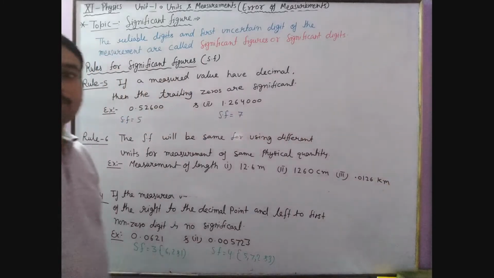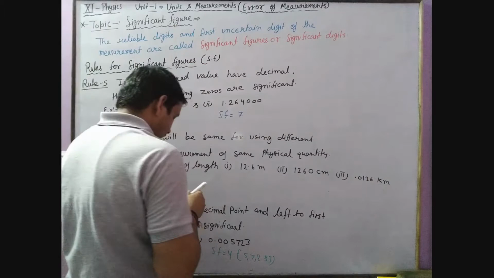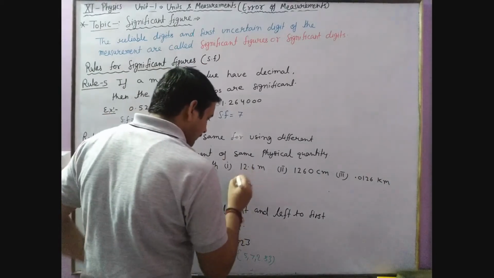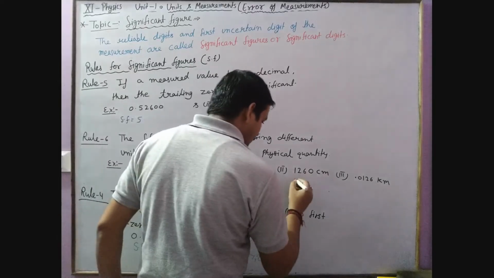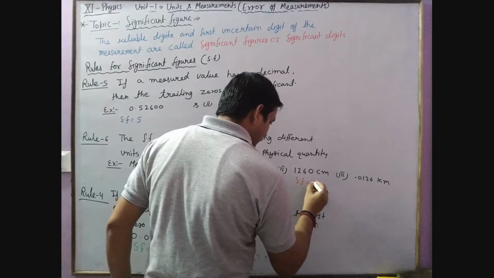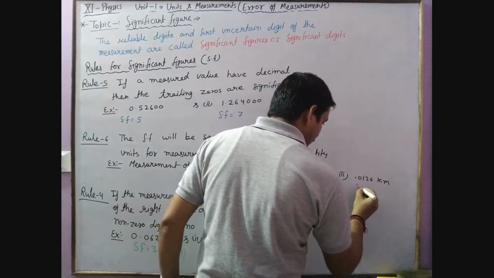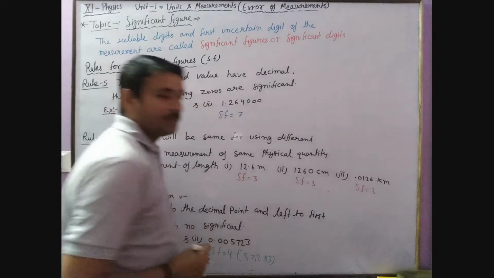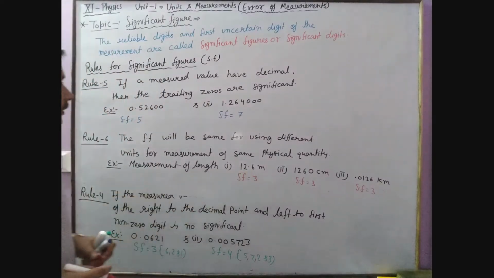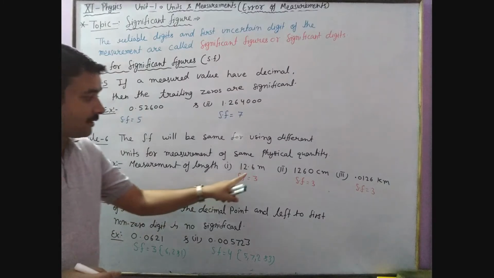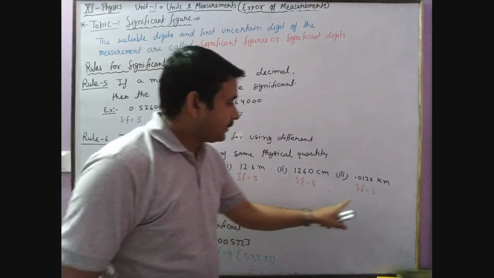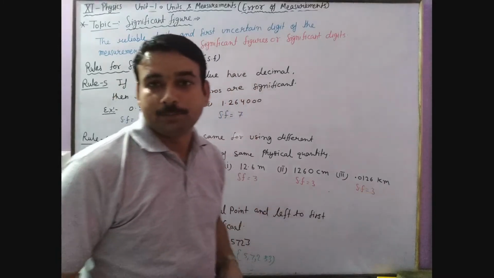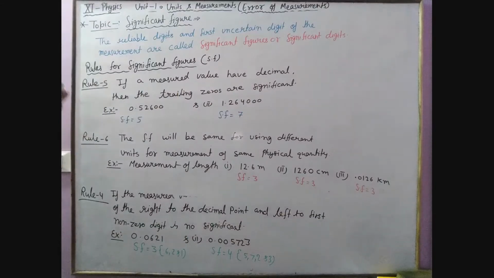Okay, so this has significant figure 3, this also has significant figure 3, and this also has significant figure 3. Okay, this is according to the second rule, this is according to the fourth rule, this is according to the third rule. Okay, so this is the significant figure.